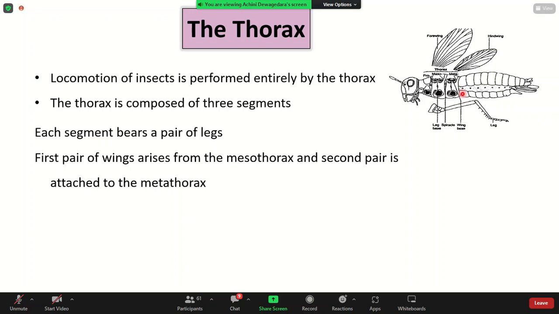Right? So, do you know how many legs are present in an insect? 6. Yes. So, each thoracic segment, each segment of the thorax, bears a pair of legs.